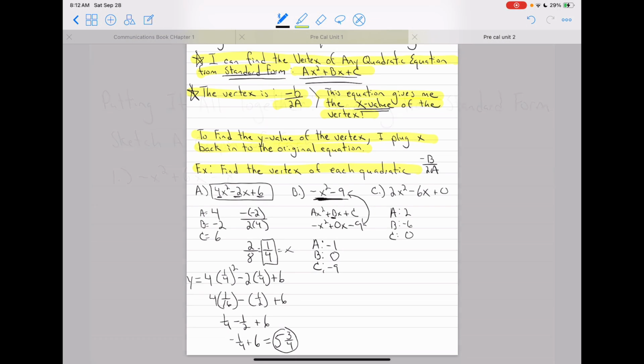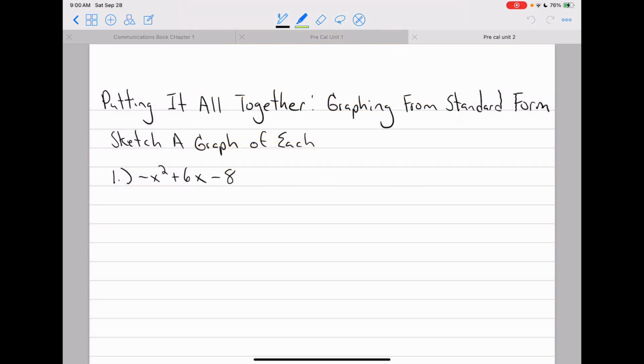All right, let's finish this thing up now. We are going to be putting it all together, graphing from standard form. So we're going to sketch a graph of each one. We're going to do 1, maybe 2. We'll see how long it goes.